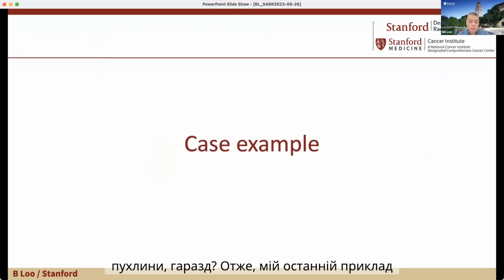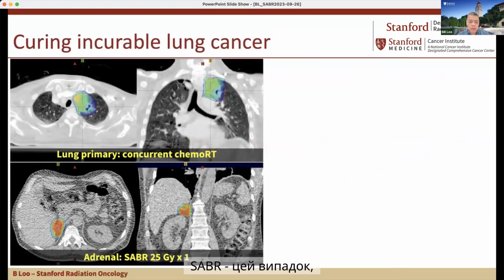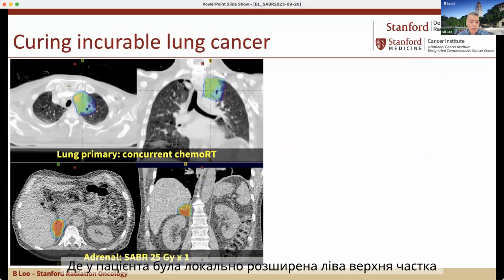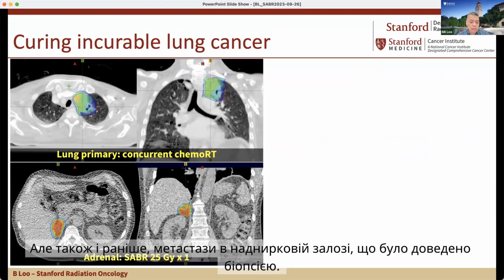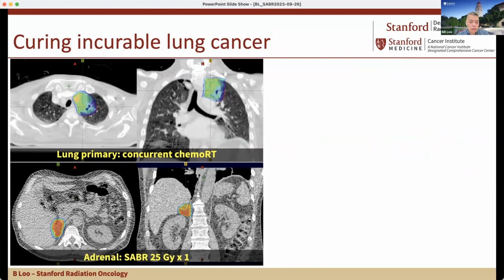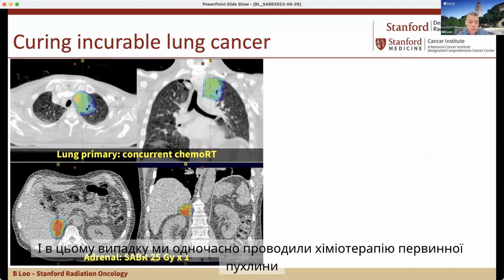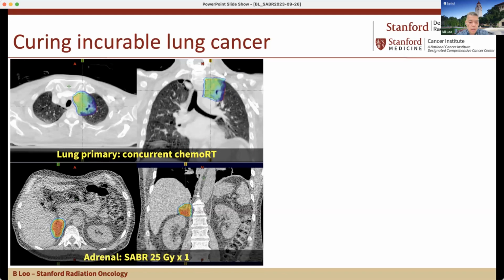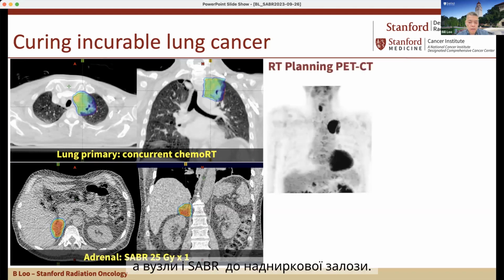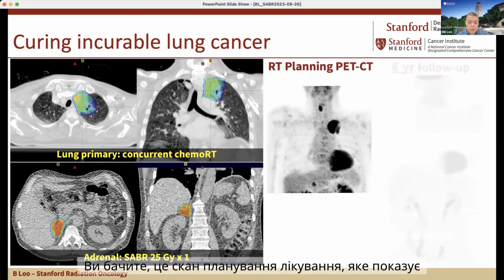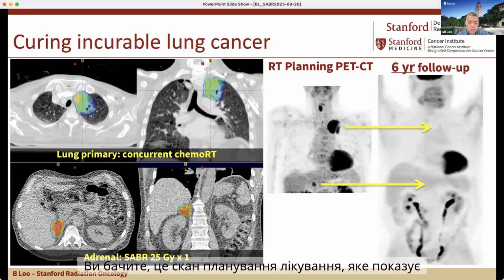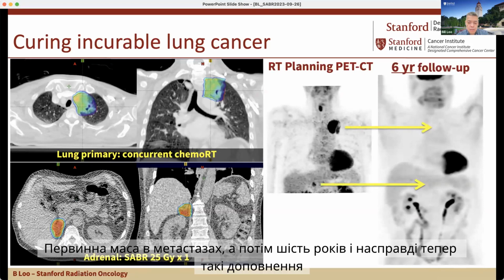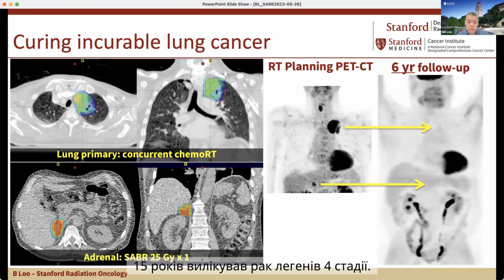Okay, so my last example for SABR is this case where the patient had a locally advanced left upper lobe tumor with nodal disease and a large primary tumor, but also an oligometastasis in the adrenal gland that was biopsy proven. And in this case, we gave concurrent chemoradiation to the primary tumor and nodes, and SABR to the adrenal gland. You can see this is the treatment planning scan showing the primary mass and the metastasis, and then 6 years, and actually now the patient's like 15 years out, cured of stage 4 lung cancer.